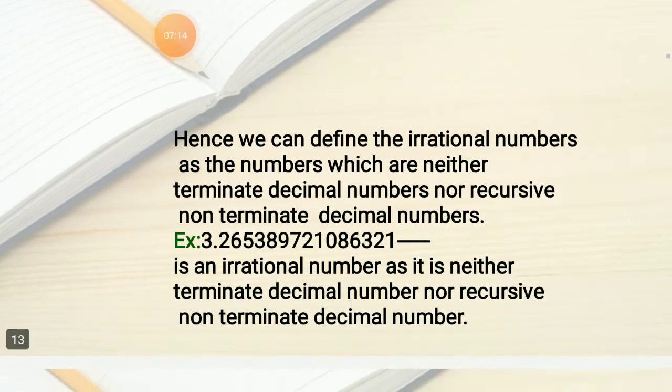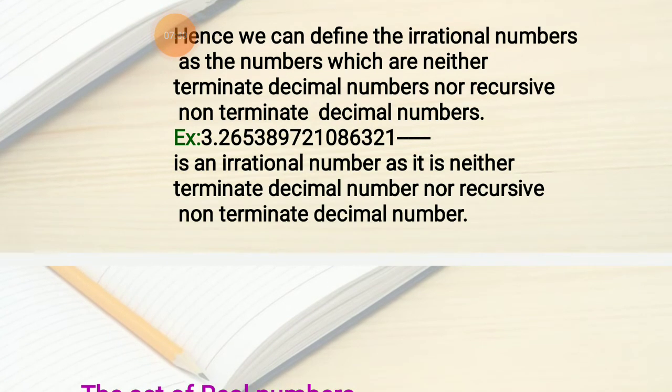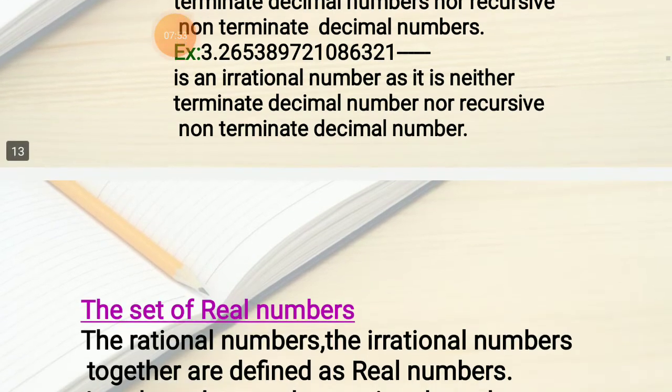Hence we can define irrational numbers as the numbers which are neither terminating decimal numbers nor recursive non-terminating decimal numbers. This sentence means you take a rational number, either that is a terminating decimal number or a non-terminating recursive decimal number. So an irrational number is neither a terminating decimal number nor a recursive non-terminating decimal number. Example: 3.265389721086321, and so on, is an irrational number as it is neither a terminating decimal number nor a recursive non-terminating decimal number.